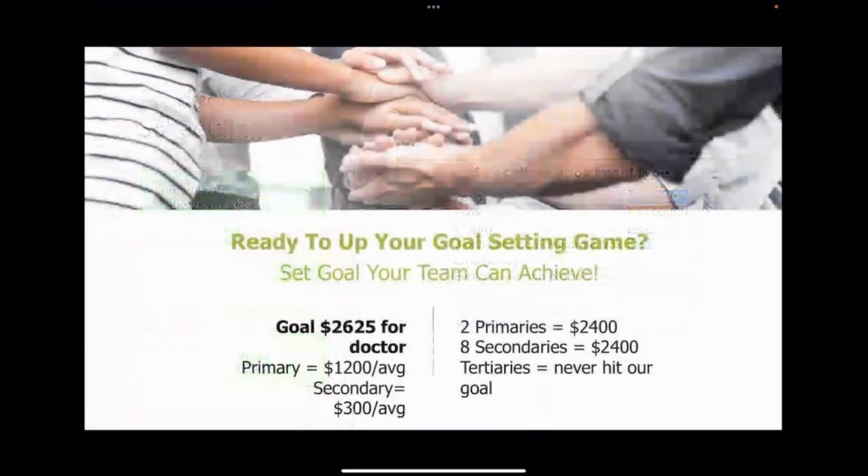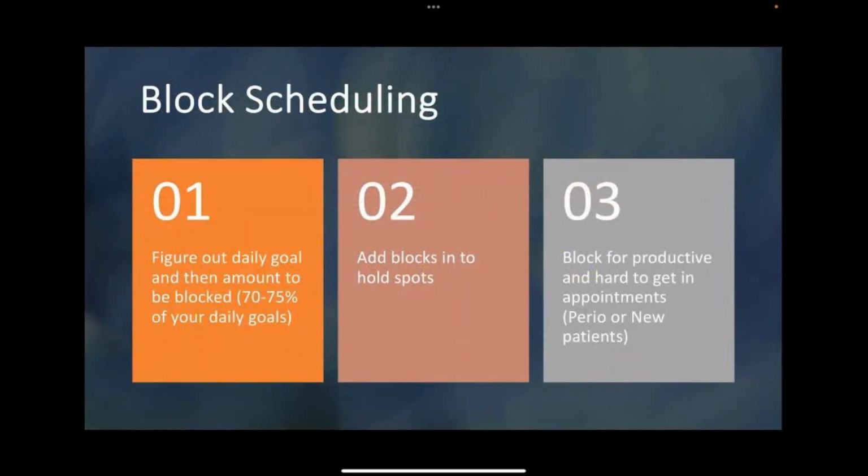Now, I want to block our primaries. So here's my example, right? Let's say a primary is $1,200 on average. It's going to take 2 primaries versus 8 secondaries and tertiaries. If we fill the day with all tertiaries, we're never going to hit our goal. But I want to block for it because we have the practice management software that has like a perfect day scenario. That's great, but you can schedule right over it.